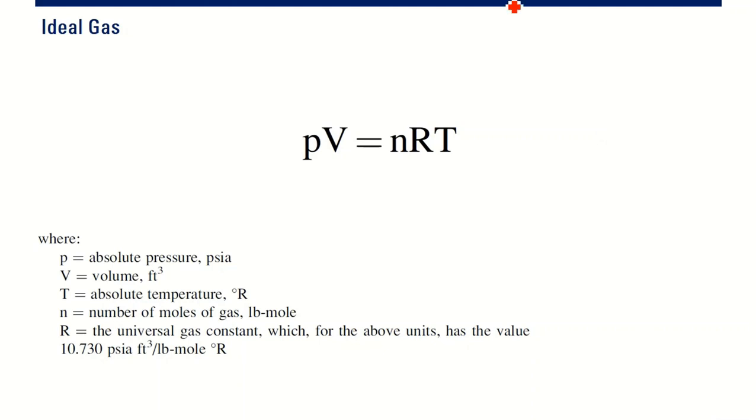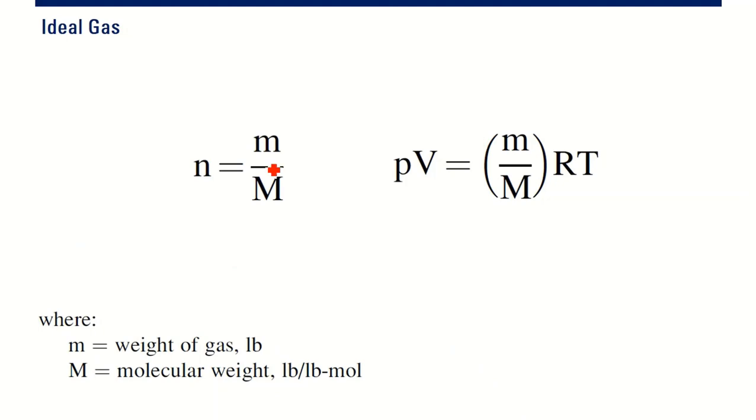Okay, so if you have ideal gas, then the equation of state will be like this: pressure times volume equals n, number of moles, multiplied by R, universal gas constant, multiplied by absolute temperature. And if you want to know the number of moles, you can calculate using this formula: weight of gas divided by the molecular weight. Then we insert here to replace n. So PV equals m per big M RT.